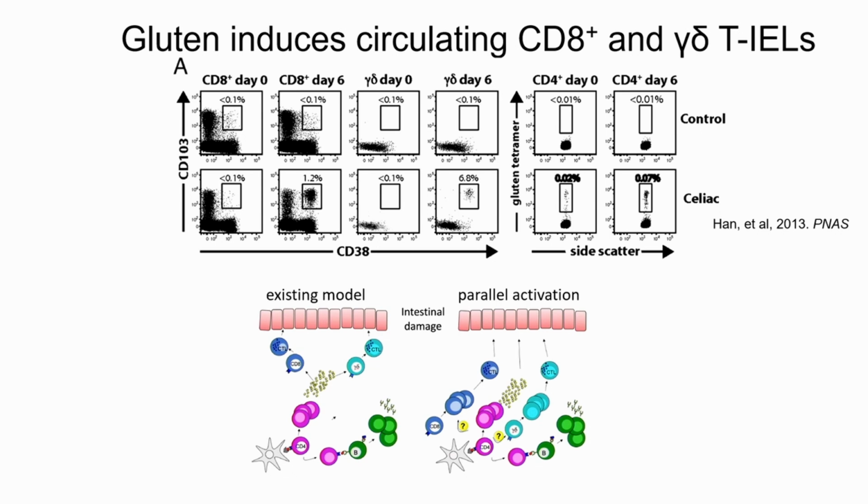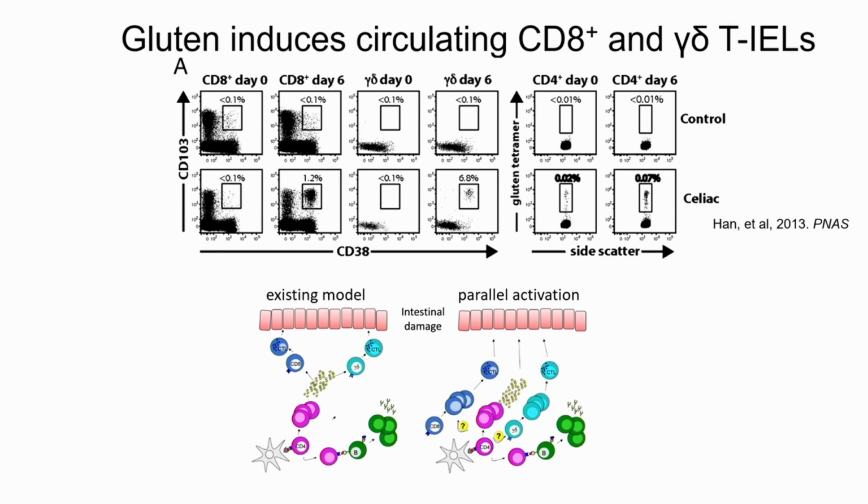But when I was in Mark Davis's lab as a postdoc at Stanford, we discovered something unexpected. Not only did we see CD4 T cells proliferating in the peripheral blood and circulating, we also saw this really big upregulation of CD8s and gamma delta T cells that look very much like IELs, these IELs that we think are damaging the tissue.